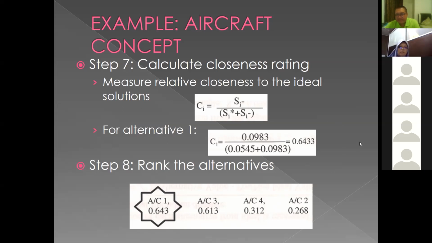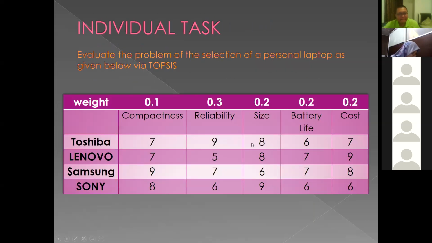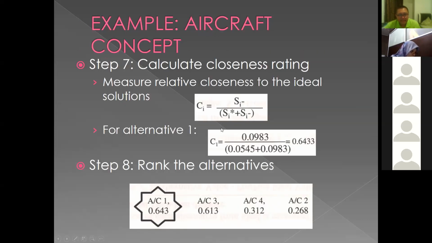For step number 7, we calculate the relative closeness to the ideal solution. The formula is negative over positive plus negative. It is because the inventor of this Topsis created it like this.